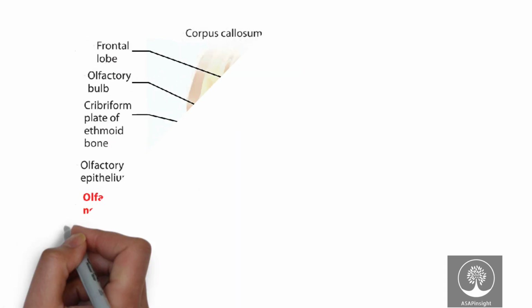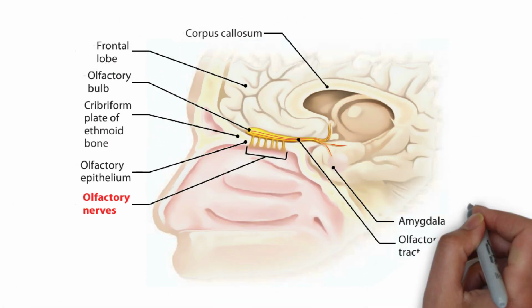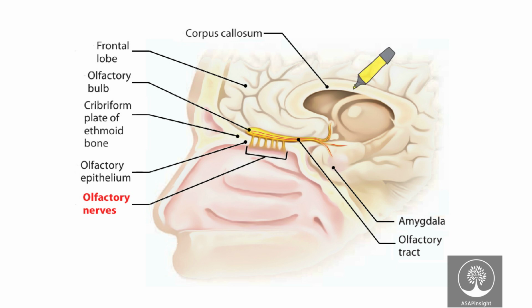This is the sagittal section of the brain, which points towards the corpus callosum. This is the frontal lobe. Just beneath the frontal lobe is the olfactory bulb, which extends to form the olfactory tract. This bony structure is the cribriform plate of the ethmoid bone, which lines the olfactory epithelium where olfactory nerves are formed. This is the nasal cavity, through which the odor molecules enter the nose.